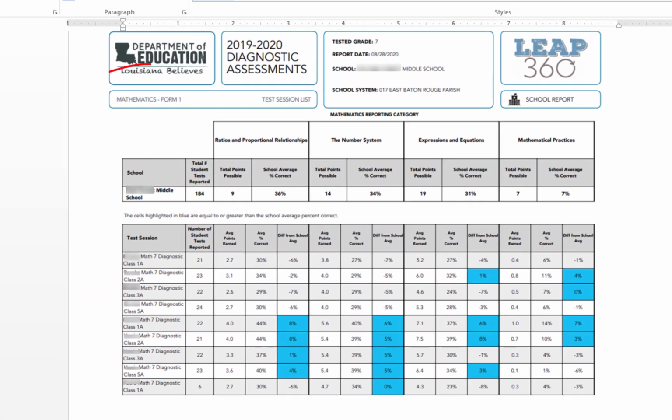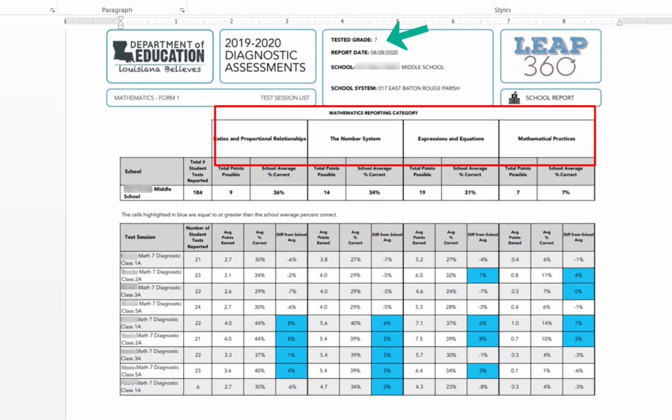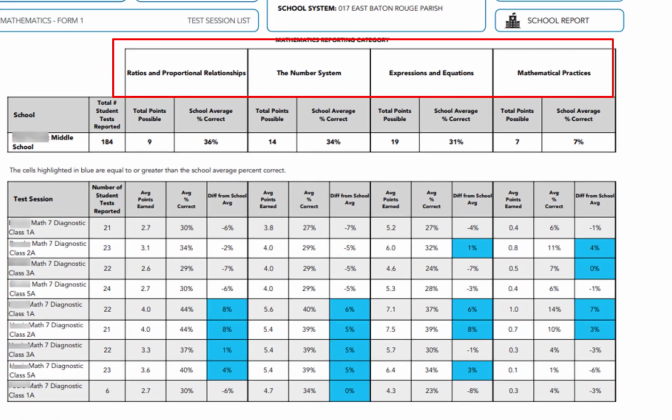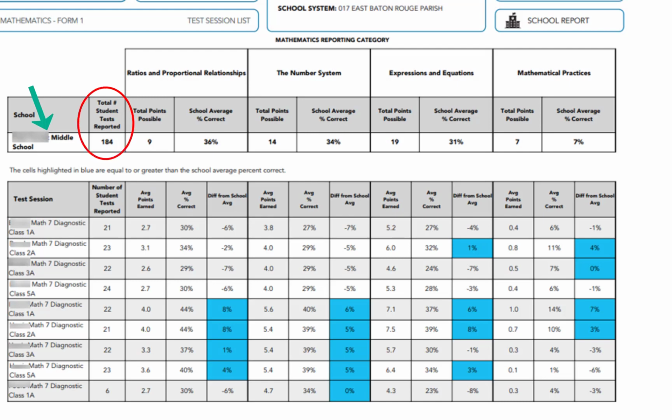So here's a math one. So remember, in math you have your reporting categories. Now remember, this is grade 7 and this is form 1. Okay, so you have your reporting categories: ratios and proportional relationships, the number system, expressions and equations, and mathematical practices. And so notice that for this middle school, 184 students completed all sessions of the test, and the teacher scored the writing response.